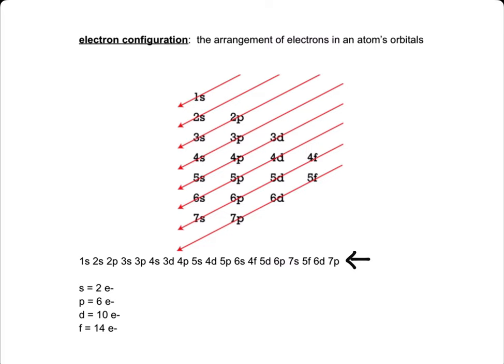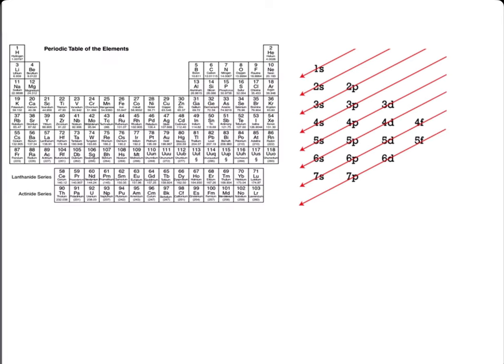Now, another thing we want to remember is that the orbital s can hold 2 electrons maximum. It can hold less than 2, but maximum 2 electrons. The p orbitals can hold 6 electrons. D orbitals can hold a maximum of 10 electrons, and F orbitals can hold a maximum of 14 electrons. Let's take a look at an example.